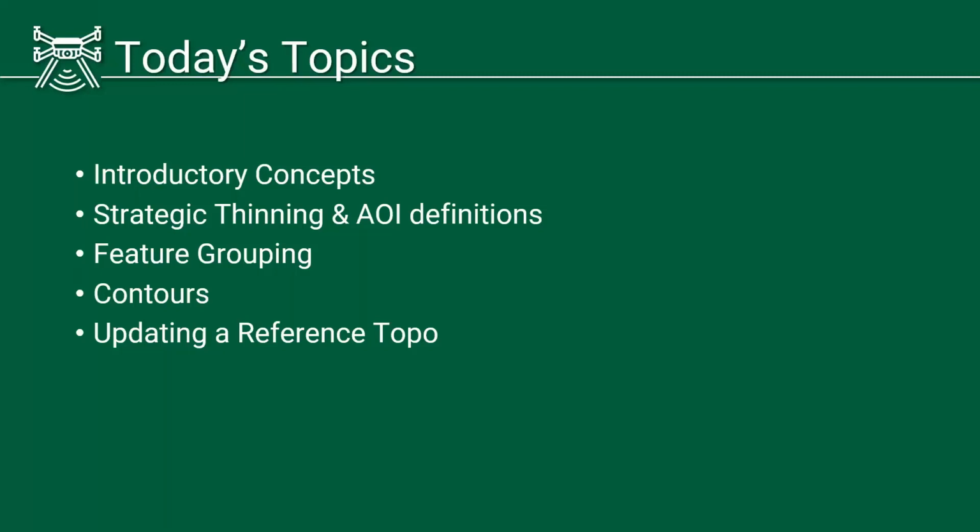Then we're also going to talk about feature grouping, when it's done automatically to save memory and how you might want to do it if you're working with a different type of data. Then we're going to talk about contours and how they can be slow to draw and some of the ways that you can speed that process up. And then lastly, talk a little bit about updating a reference topo.